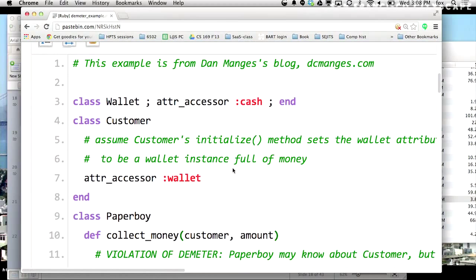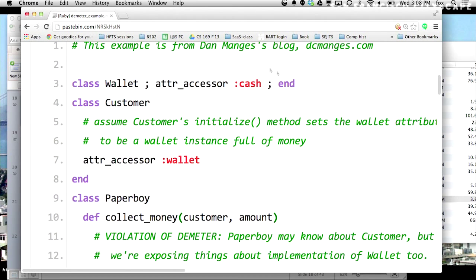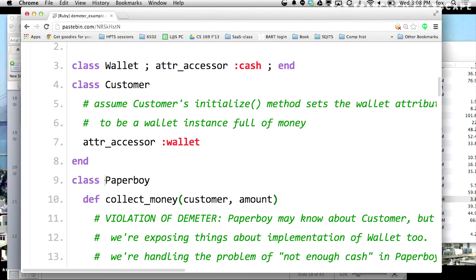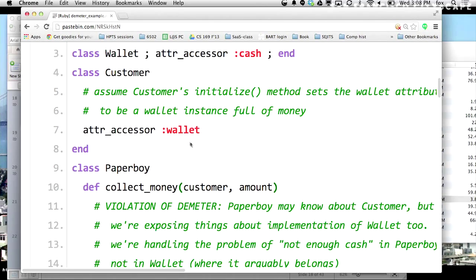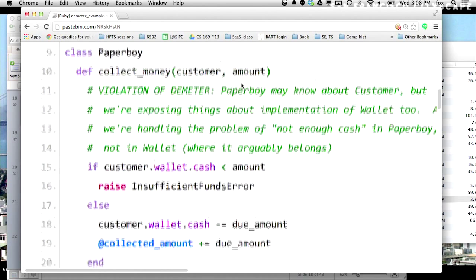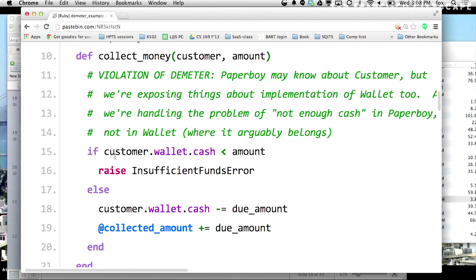OK, here's a scenario that shows a really easy example. And I adapted this from somebody's blog. I had to do some translation, but thank you to Dan Manges. So we have a wallet, we have a customer, and a paperboy. And a wallet has cash, a customer has a wallet, and one of the paperboy's jobs is to collect money. And the collect money method has this check in it that checks the amount of cash in the customer's wallet.